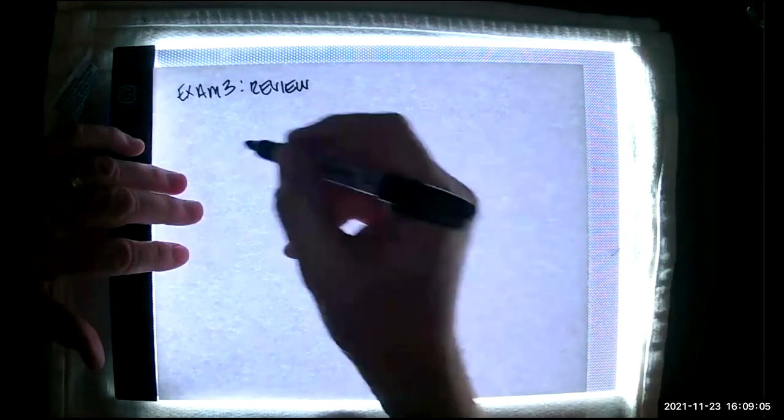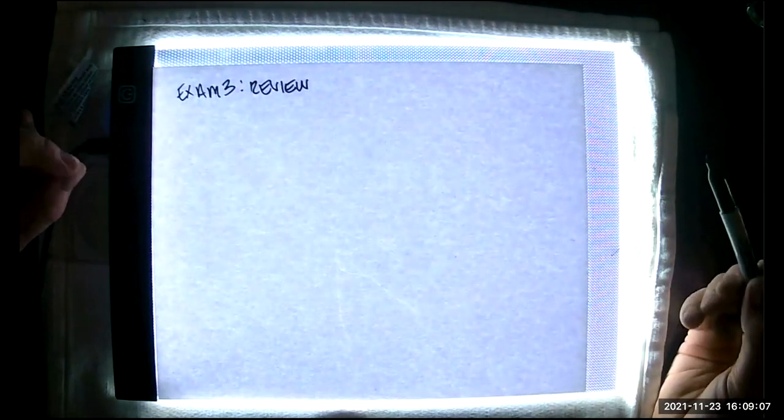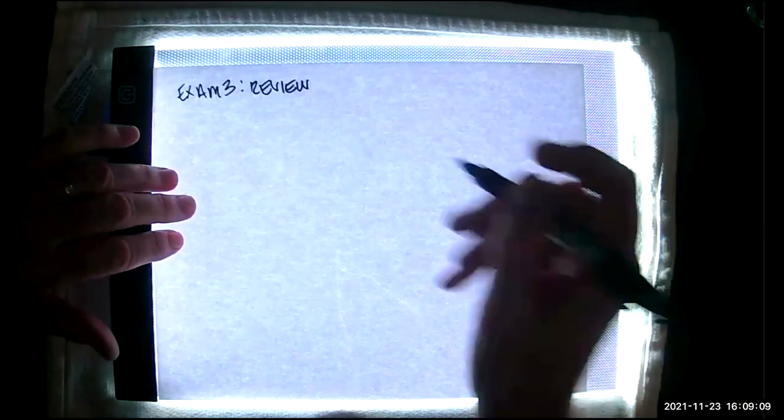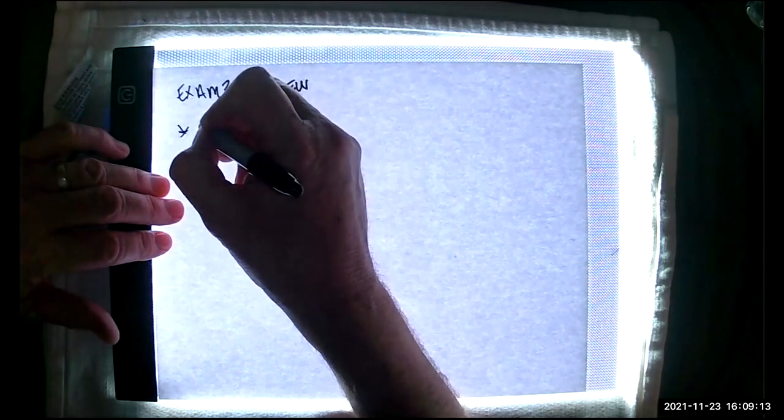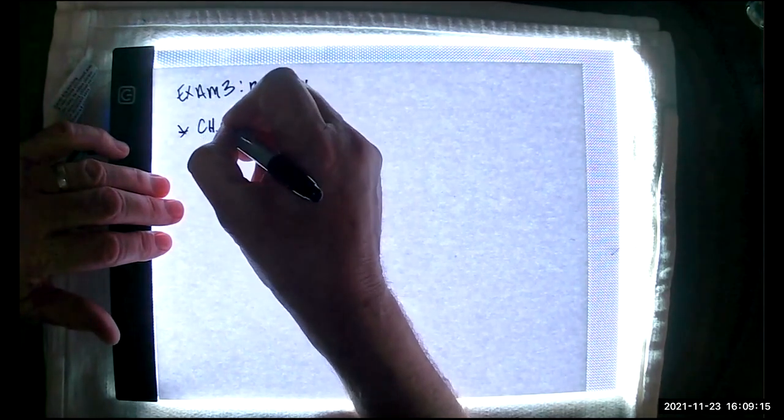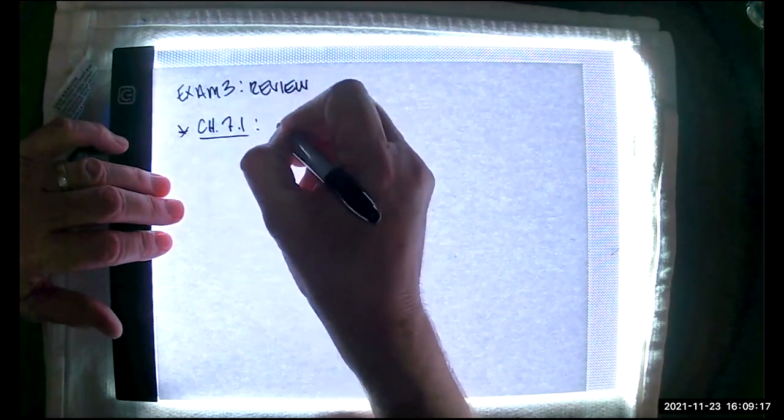I'm going to continue my review of the exam 3 material tonight. Tonight, I'm going to focus on examples, the kind of questions I could ask you to do on exam number 3. And I'll take them essentially section by section, chapter by chapter. And I'll begin with chapter and section 7.1.